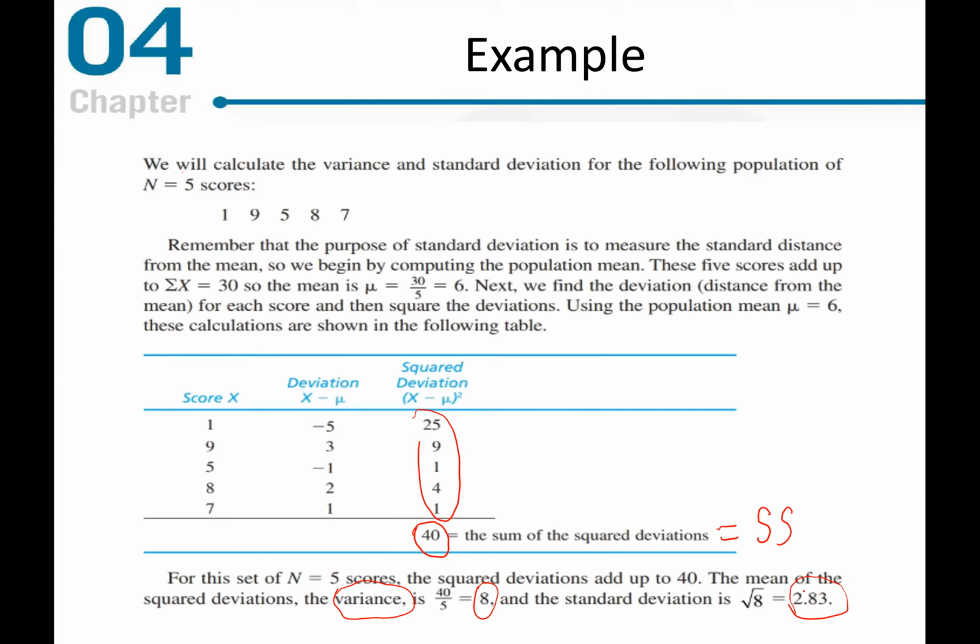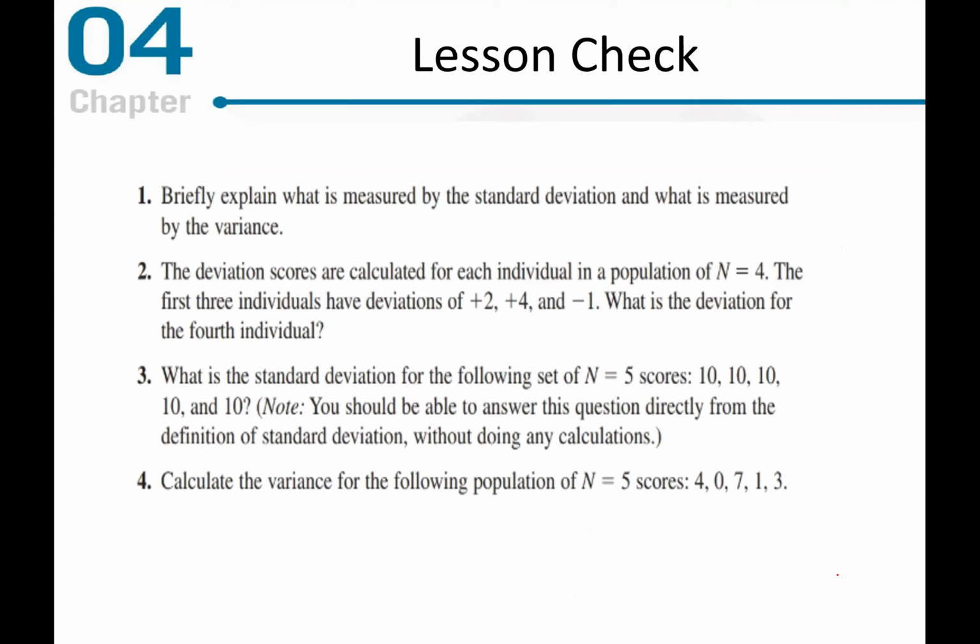Okay. So let's go through some problems to help do this in sort of real time. So I'm going to skip question 1 because we already talked about that. So in this one, it says number 2, the deviation scores are calculated for each individual in a population of 4 scores. The first 3 individuals have deviations of +2, +4, and -1. What is the deviation for the 4th individual, right?